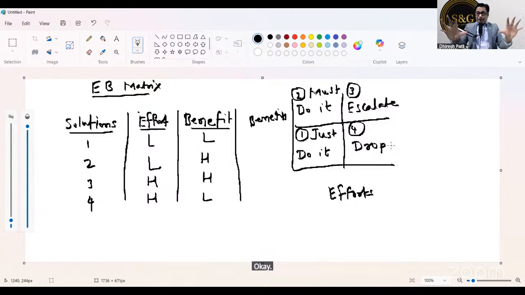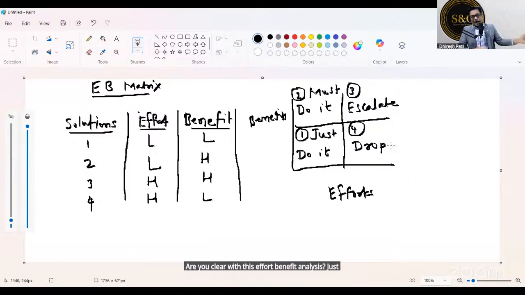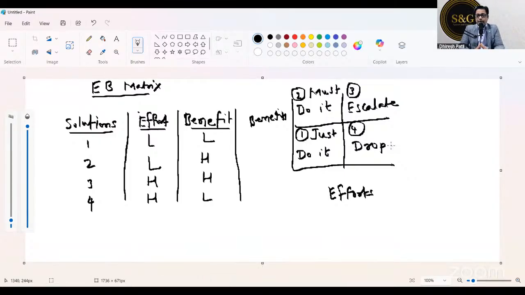So these are the 4 categories of solutions. You select just do it and must do it. If third category, escalate, and if management approves it, you implement it. If no, then you drop them. Are you clear with this effort benefit analysis? Just give me a quick yes in the chat box. Super clear? Very good.